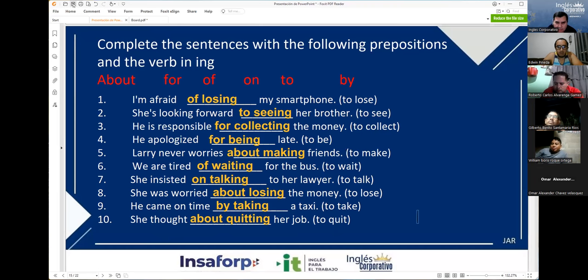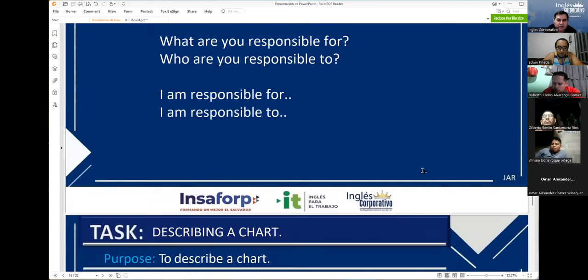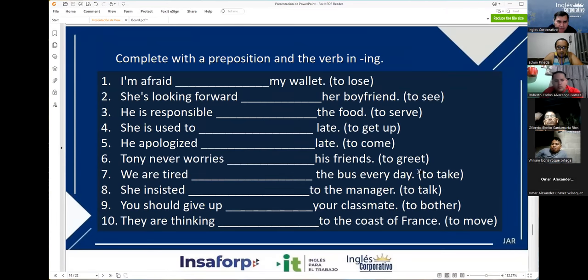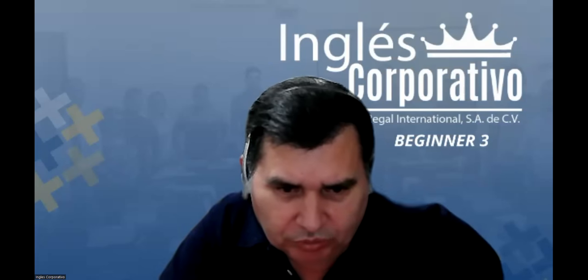Okay. All right. Similar to this. We have this one. Similar. Okay. So what do we need? Preposition plus verb in ing. Preposition plus verb in ing. Okay, this one. Similar. Okay, let's go to the groups and let's do it.